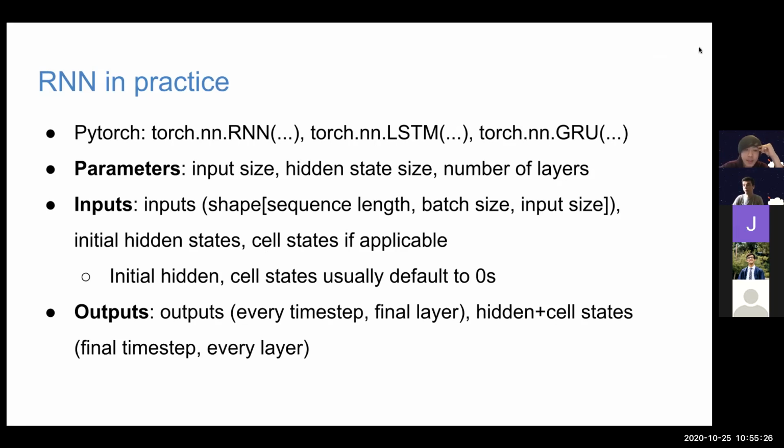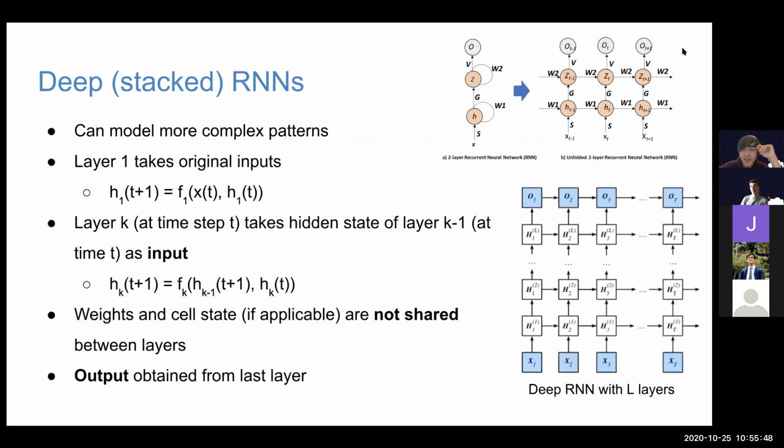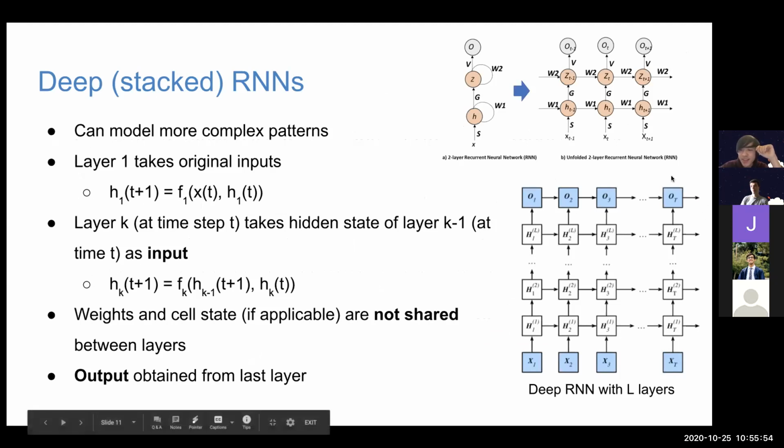And then for the outputs, it gives you the outputs at every time step, but only the final layer. And then for hidden state and cell state, it gives you those at the final time step, but at every layer. So if you go back to that lattice structure, as outputs, it feeds you that top edge and the rightmost edge, if you want to think about it like that.